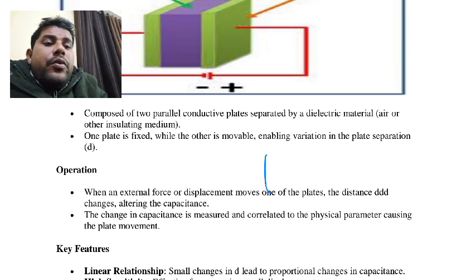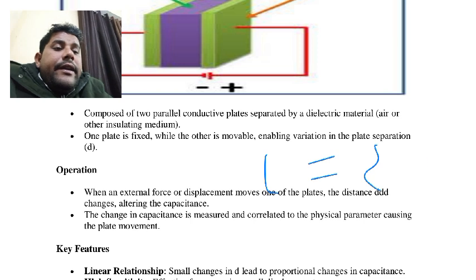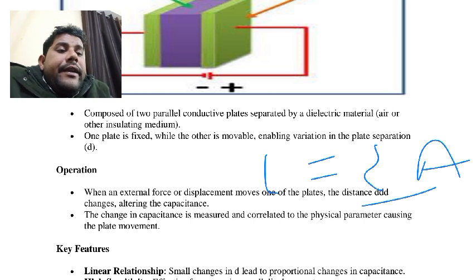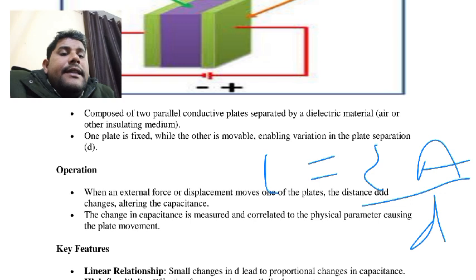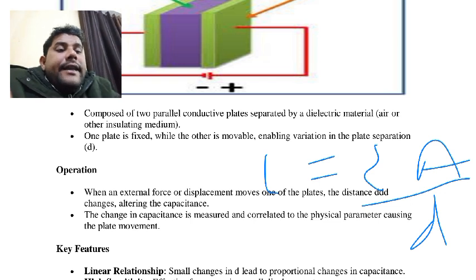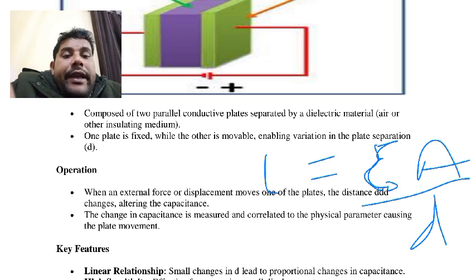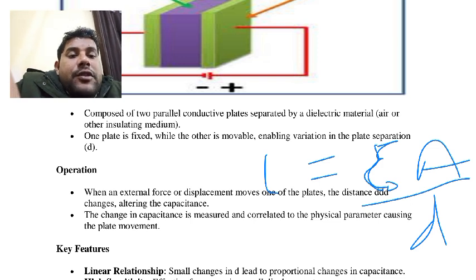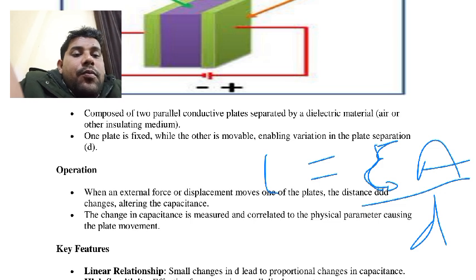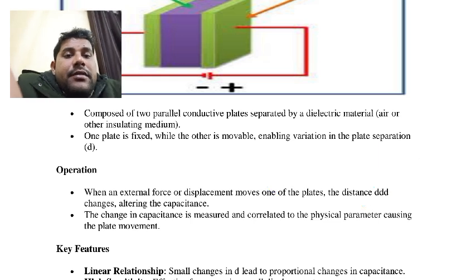This is C equal to epsilon A upon d. d is the distance between the plates, epsilon is the permittivity of the medium, and A is the overlapping area. When an external force or displacement moves one plate, the distance d changes. So the change in capacitance is measured and correlated to the physical parameter causing the plate movement.